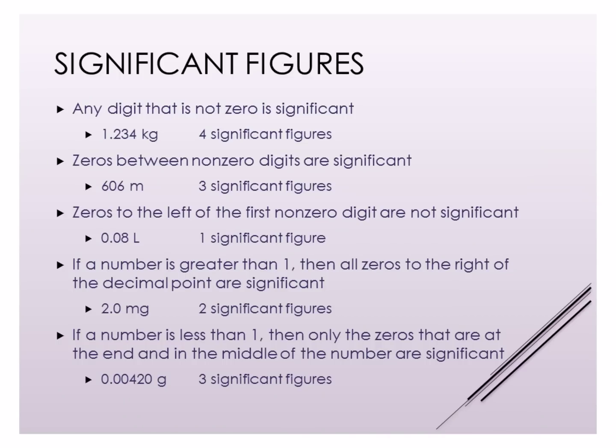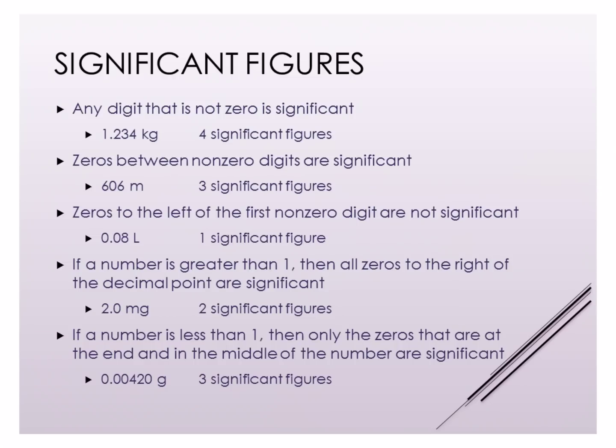So the rest of the rules we're going to look at actually are all about the zeros. Where they are determines whether or not they are significant. So let's look at an example here with zeros between non-zero digits. So here we have the number 606 meters. Notice these are all measurements, so we do have units associated with them. And I know that the 6 at the beginning and the 6 at the end are both significant because they're not 0, but this 0 in the middle is also significant. So we have 3 sig figs in 606 meters.